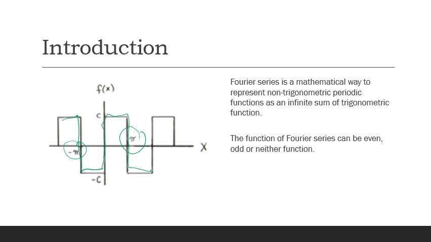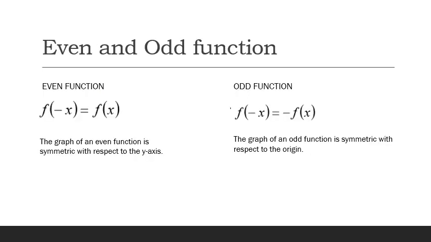So we are going to plot the function that can represent a piecewise function like this, known as a Fourier series. The function of a Fourier series can be even, odd, or neither. So we will go more deeply into the even and odd functions first. There are two ways to determine whether a function is even or odd.